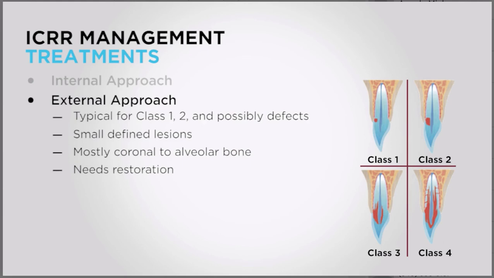So let's go through this a little bit. You want to determine the extent of that lesion, and of course you'll use radiographs and cone beams in order to help understand that. Typically, if the defect is not that bad, you will not need a root canal.